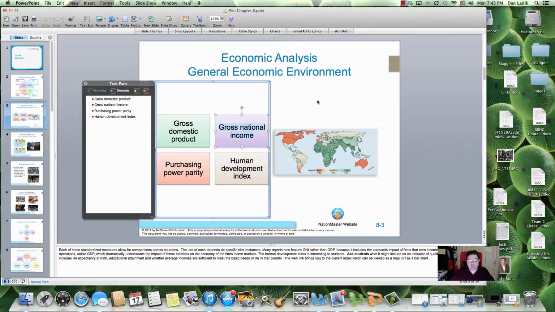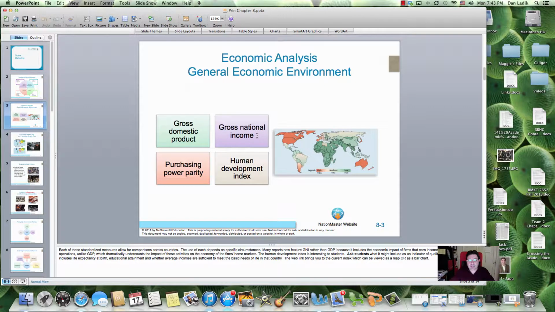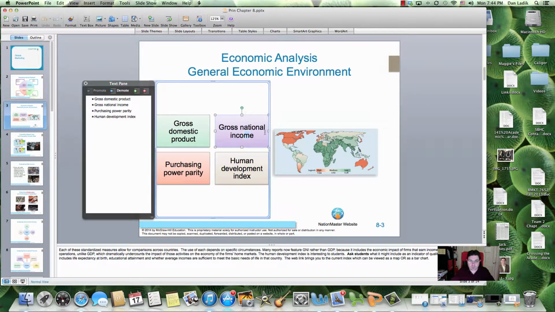Gross national income is like on average what individuals in that country make on average. So we make on average X number of $1,000s a year here in the United States. Well, in dollar terms, there's many countries around the world that don't make half of what the average person in the United States makes, gross national income.